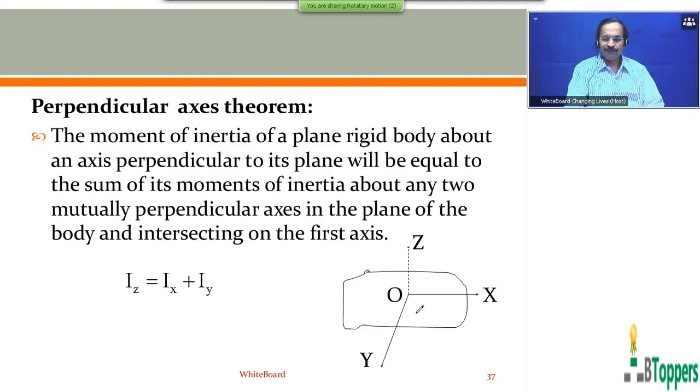So in the figure, the axis OX lies in the plane of the rigid body. The axis OY also lies in the plane of the rigid body. The axis OZ is perpendicular to the plane of the rigid body. Here IX represents the moment of inertia about the axis OX. IY is the moment of inertia about the axis OY.